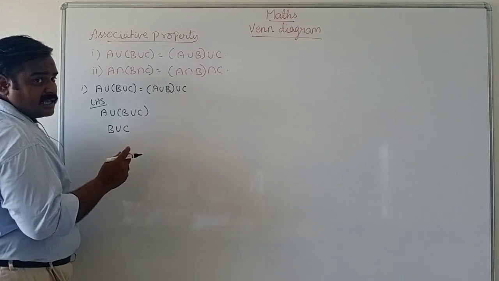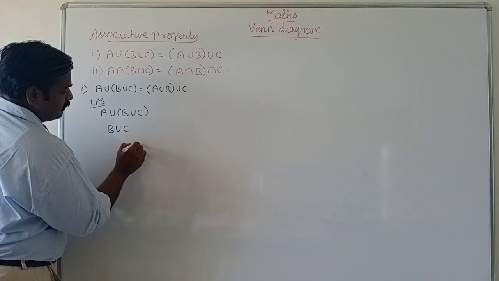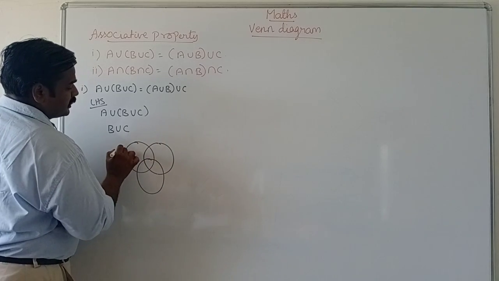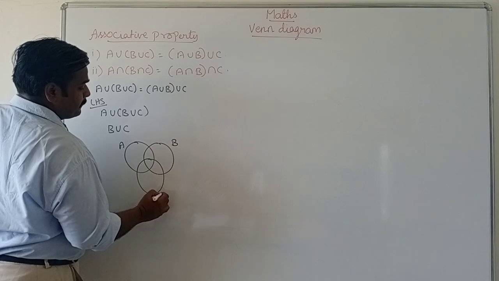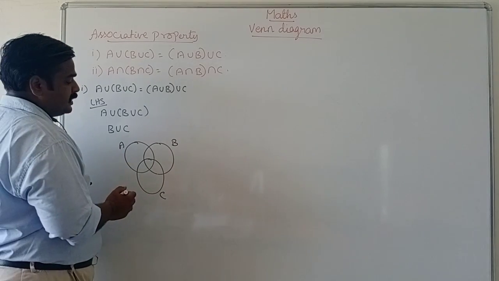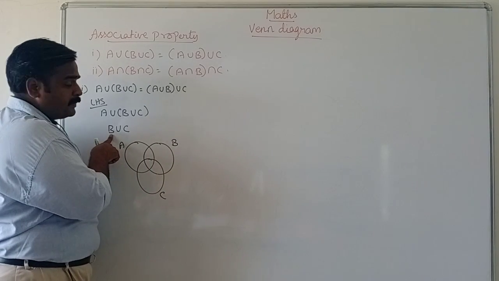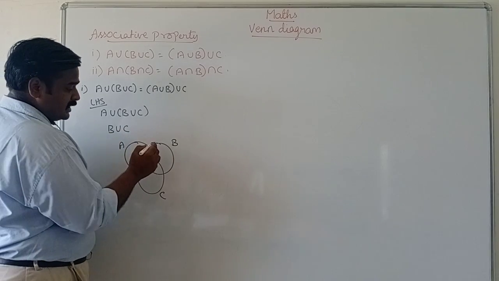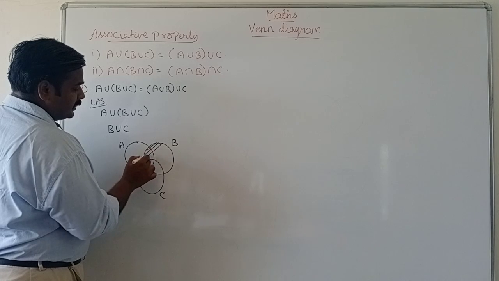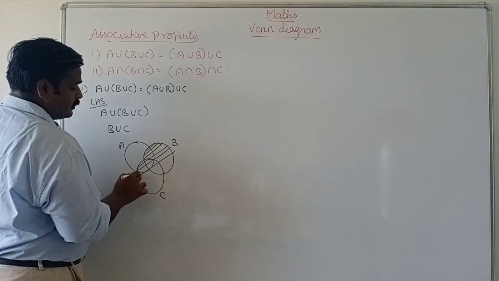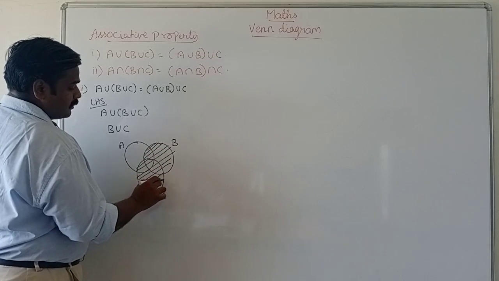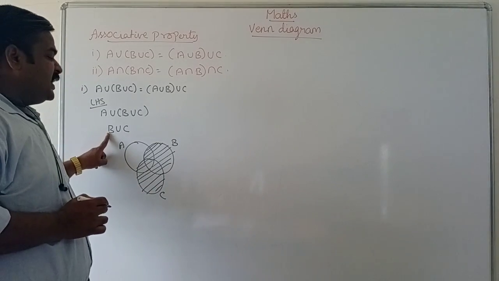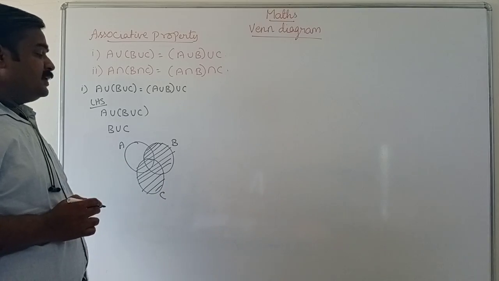Since three sets are given here, A, B and C, you can draw three circles. One should be A, another one should be B, another one should be C. So what is B union C? You have to shade the part of B and the part of C. You have to shade both the sets, set B and set C. Draw like this. So it's very clear. You have drawn B and C. So this is B union C.